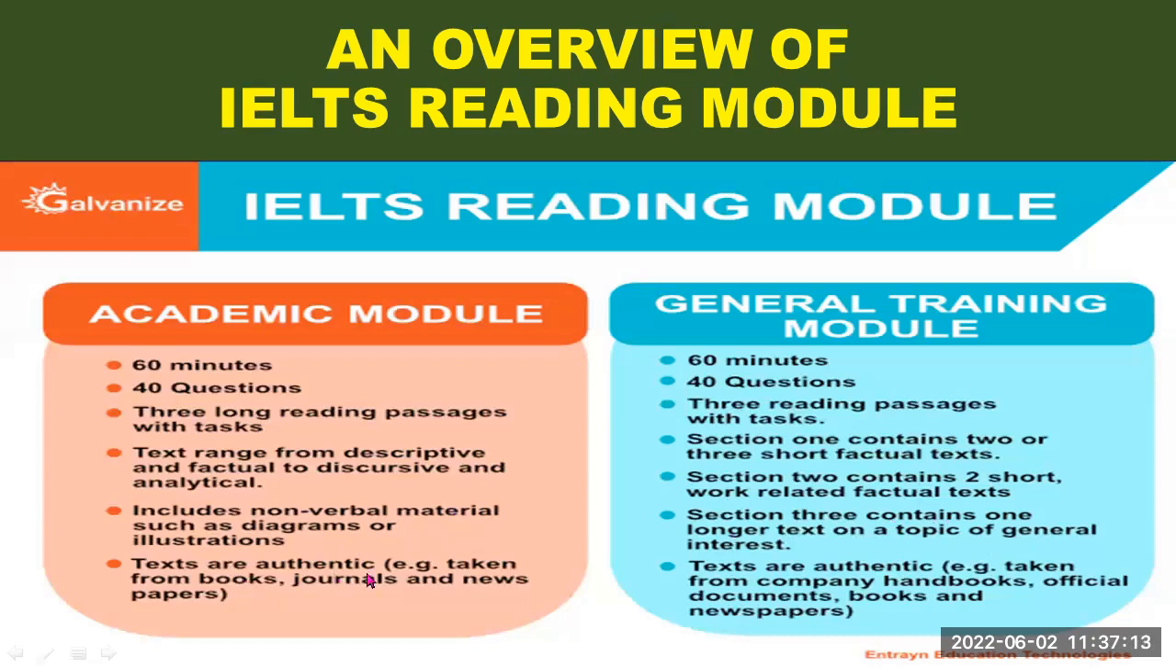Then the texts are authentic, e.g. taken from books, journals, and newspapers. Then here, texts are also authentic, taken from company handbooks, because it's for those who are going to seek employment, and also taken from official documents, books, and newspapers. So there are similarities with slight differences, all right?